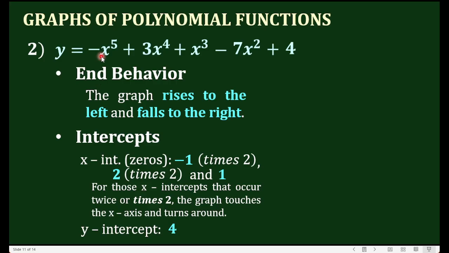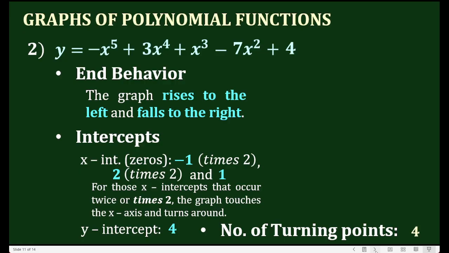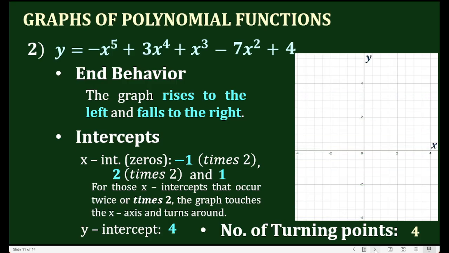And then, finally, we have to determine the number of turning points. Since the degree is 5, therefore the number of turning points is 4, because the number of turning points of the graph of a polynomial is 1 less than the degree. And with those things, we can now go to the sketching of the graph.